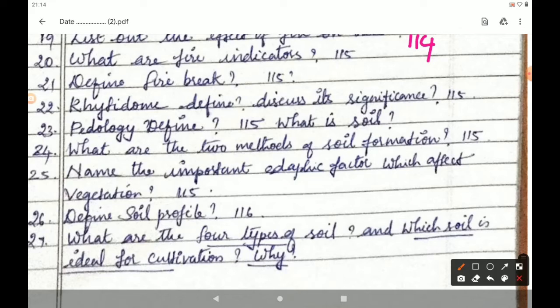Then the next question is 22. Question number 22: Rhytidome, define and discuss its significance. It is given in page number 115. In the green color box it is given, Rhytidome. Come to the second line. The outer bark of trees is called Rhytidome.